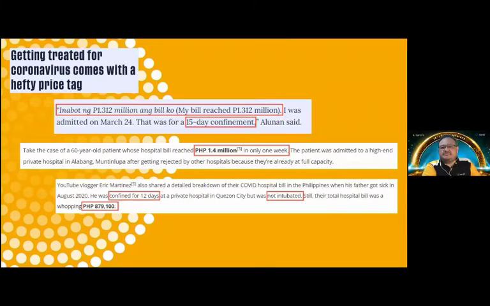The next one, may isang vlogger, si Eric Martinez, he was confined for 12 days. Pero hindi naman siya na-intubate. So yung total bill niya was 879. Ba, maswerte to. Less than 1 million, di ba?